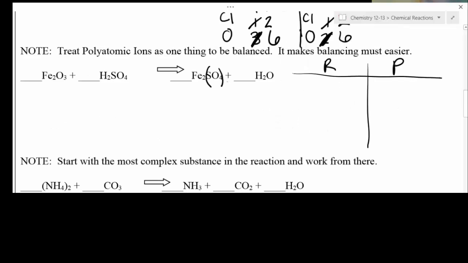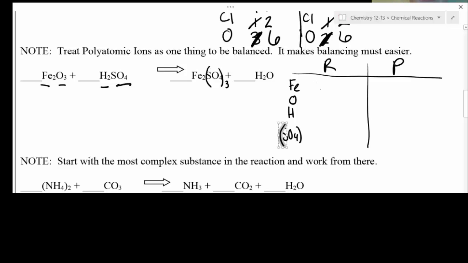Before we get started, I want you guys to know that there's a typo. It should be Fe2 parentheses SO4, and then outside the parentheses you should see a 3. Okay, so go ahead and make that change. Alright, let's go ahead and count. What do we have on the left side? I have iron, oxygen, hydrogen, and sulfate. So iron, oxygen, hydrogen, and then SO4 is one thing, that's sulfate.